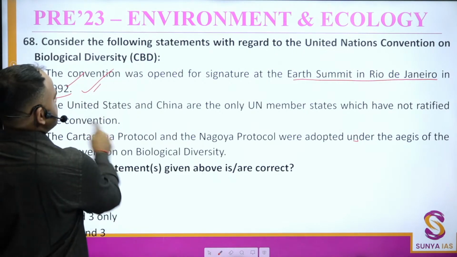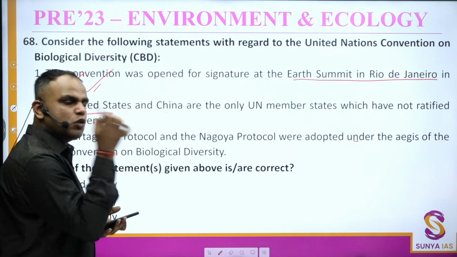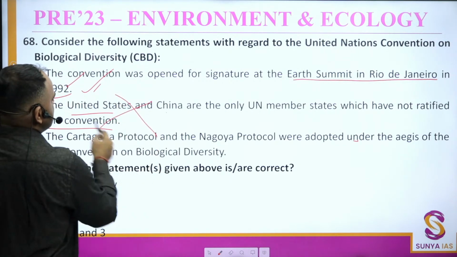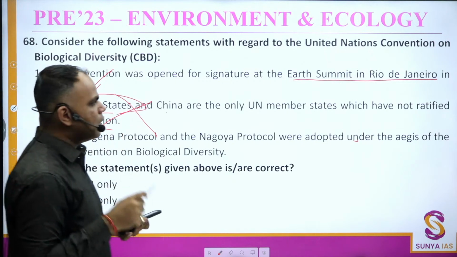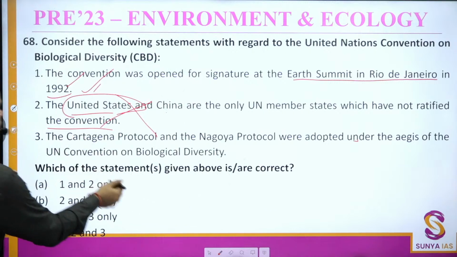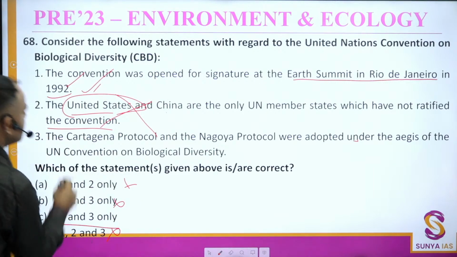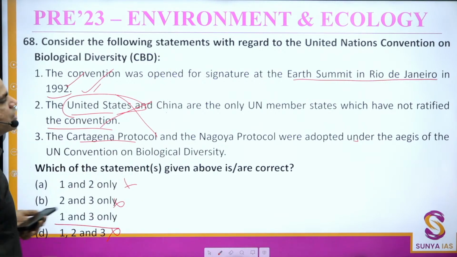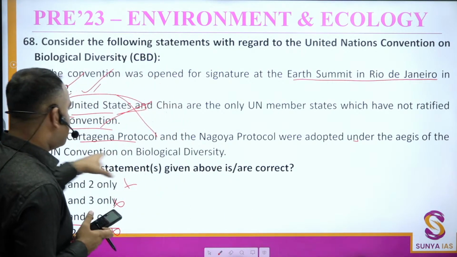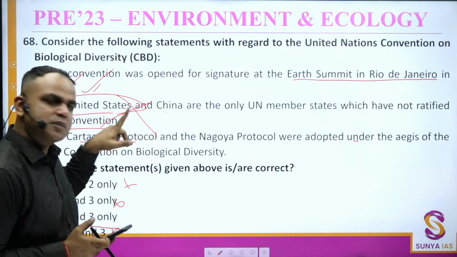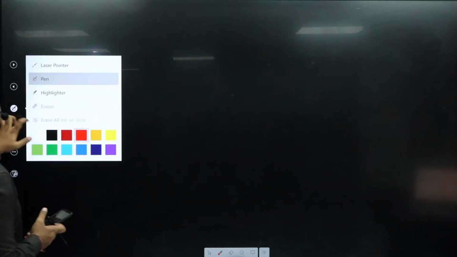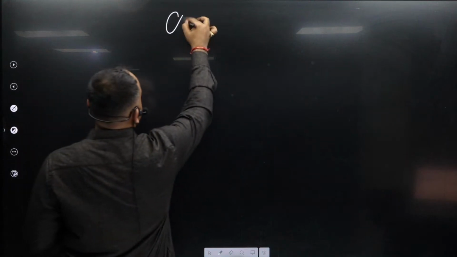Second, USA and China are the only UN member states which have not ratified it. This is wrong. It is only United States which is left now, which has not ratified this. Okay, statement 2 becomes wrong. You also get your answer, but let us see. There is Cartagena Protocol and also Nagoya Protocol, which is under CBD. So first of all, you have to see whether both these protocols are under CBD or not. The answer is correct. Both these protocols are under CBD.